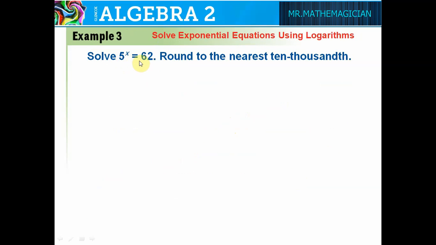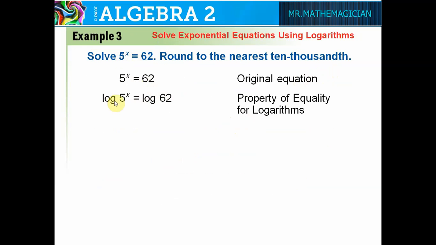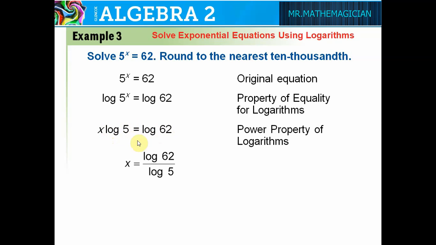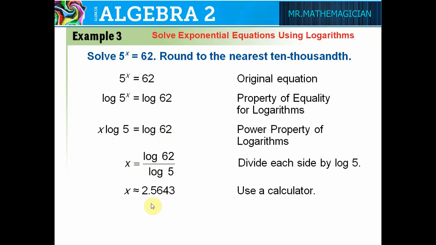Solve 5 to the power of x equals 62, rounding to the nearest 10,000th. This is the original equation. We take log of both sides because we know that x can be brought in front of the log as a multiplier. So it will be x log 5 equals log 62. Now we can divide by log 5 on both sides because it's a number. So it will give you this shape, x equals log 62 over log 5. You can use your calculator to find out. So x will be approximately 2.5643.